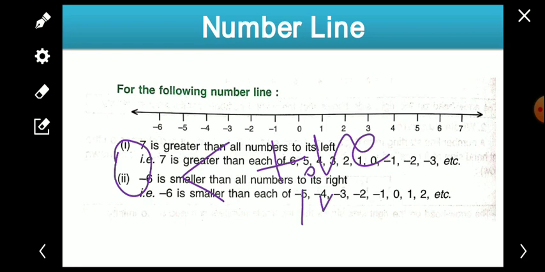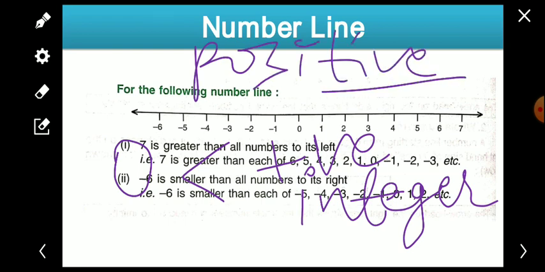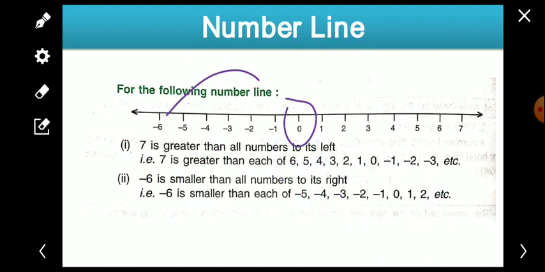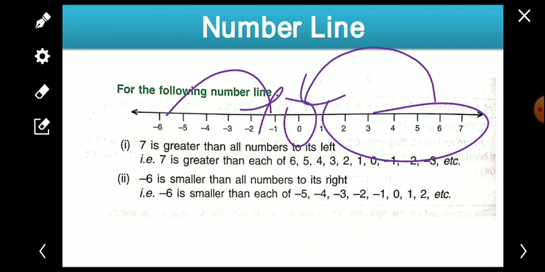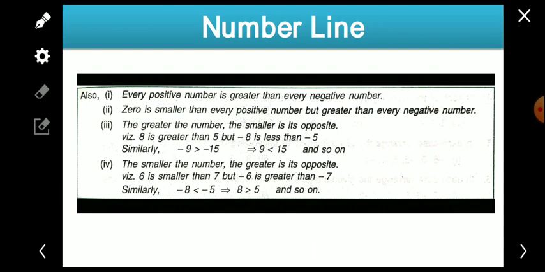Positive can be written like this also, plus, but you write the full word, positive. So 0 is always less than a positive integer, but 0 is greater than a negative integer. I hope that you understood why, because 0 lies on the right side of negative integers, that's why it is greater than negative integers. But 0 lies on the left side of positive integers, so it is smaller than positive integers. Greater than negative, but smaller than positive. I hope that you understood the comparison between 0 and negative and positive numbers.